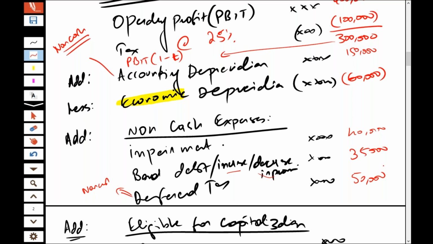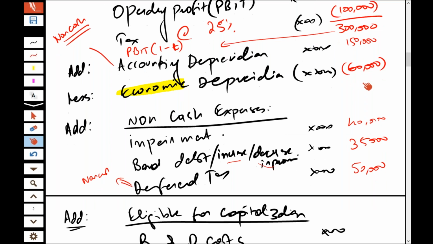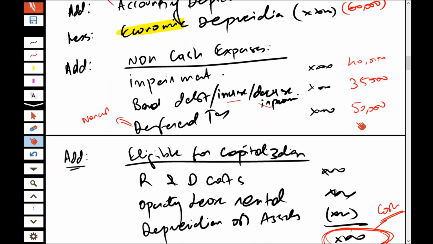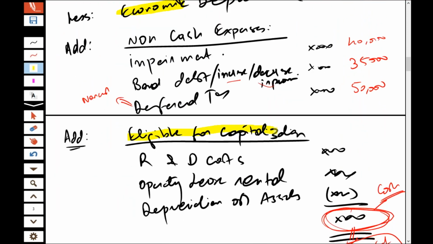Now what next is there? Let's discuss further. You've got the PBIT (1-T). The accounting depreciation needs to be added back. The economic depreciation needs to be deducted. The non-cash expenses need to be added. Then there is something which is eligible for capitalization. Let's try to discuss this.